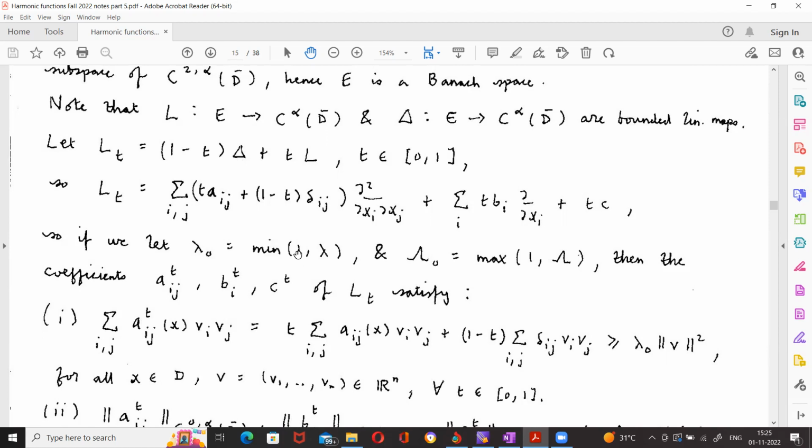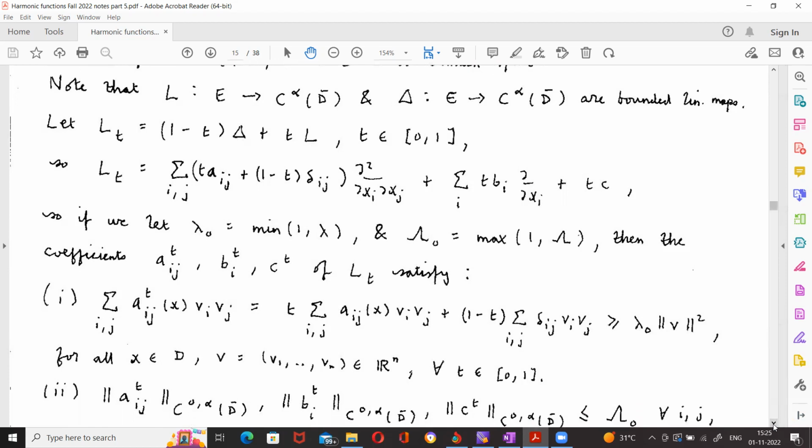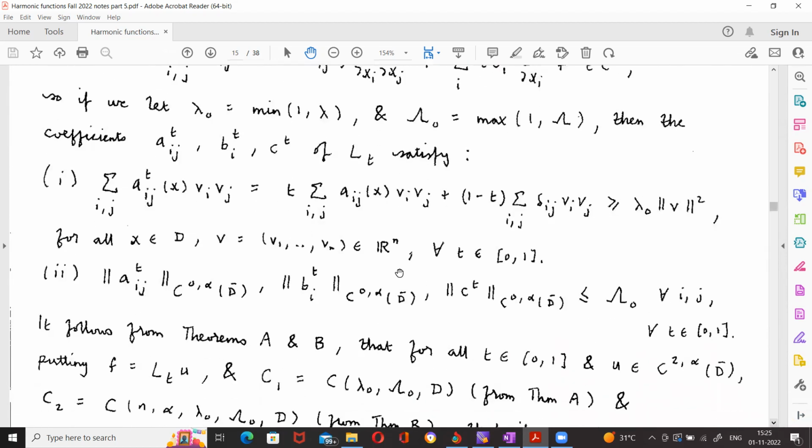Okay. So 1 is the ellipticity constant for delta, for the Laplacian, and lambda is the ellipticity constant for L. So it's easy to see that when you take a convex combination, the ellipticity constant for LT is at least lambda naught, the minimum of 1 and lambda. And similarly, the Holder norms of the coefficients of LT are going to be bounded by capital lambda naught, which is the maximum of 1 and capital lambda, right?